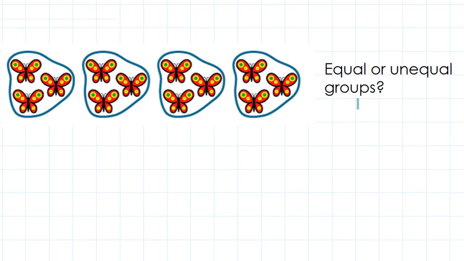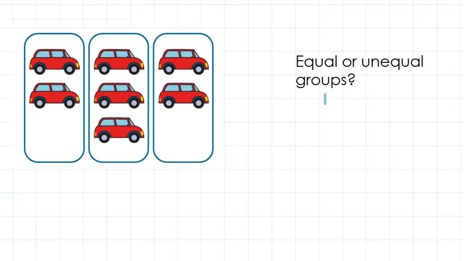What about this one? Equal or unequal groups? Well, there are 1, 2, 3, 4 groups, and there's 3 butterflies in each group. So again, these are equal groups. Did you spot that? What about this one? We've got 3 groups of cars, but there's not the same number in each one. There's 2 in this group, 3 in this group, and 2 in this group. They're not all the same, so they are unequal. If even one group is different, they are unequal groups. Equal groups, every single group must have the same number.